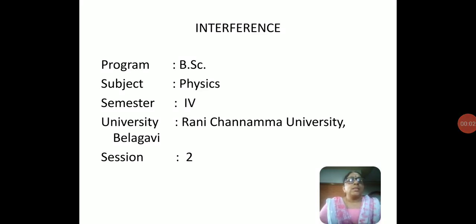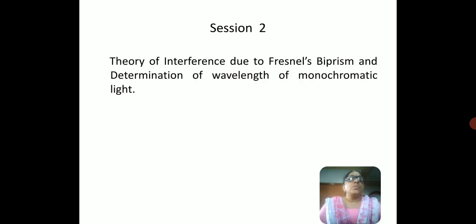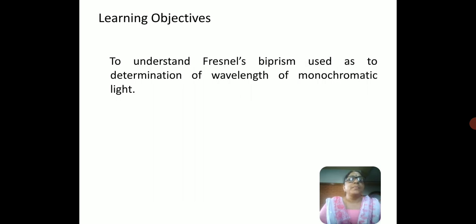Welcome to the Rani Chennamma University BSc 4th Sem Physics. Here we are going to study Unit 1, Interference. Session 2 consists of the theory of interference due to Fresnel's biprism and determination of wavelength of monochromatic light.